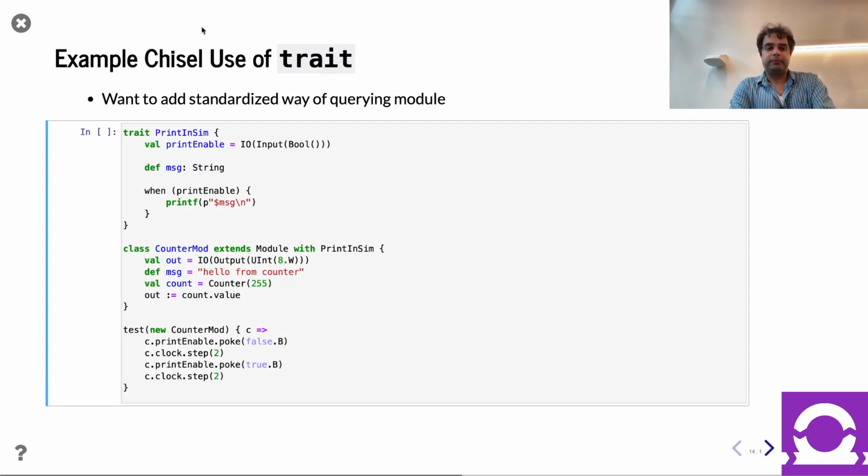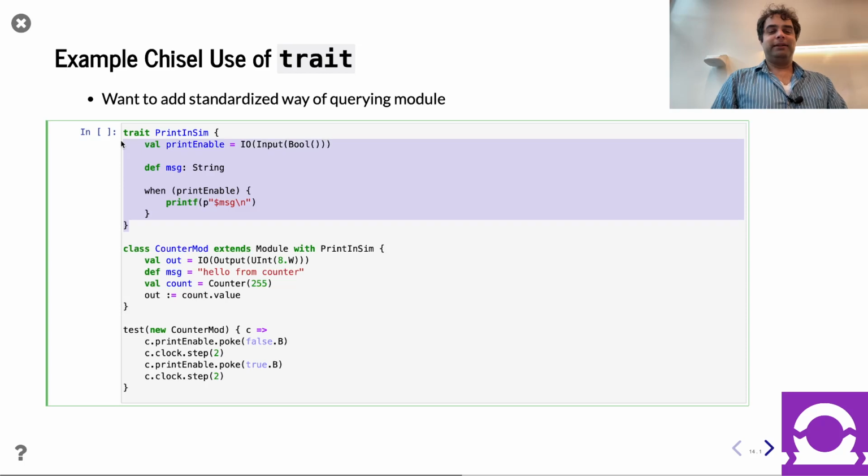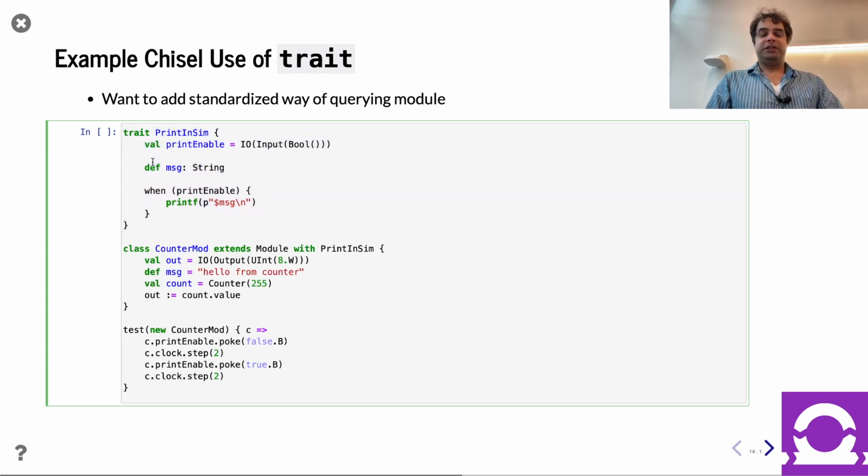So let's say, for example, you want to have a library to help you do some development and especially debugging via printing. Let's say you're printf for life, right? And so how might you embrace that further? Let's say you built this trait, print and sim, which is going to toggle the ability to print from a certain component, right?